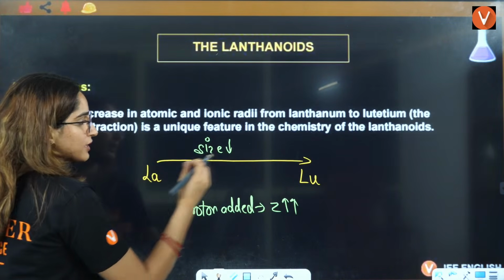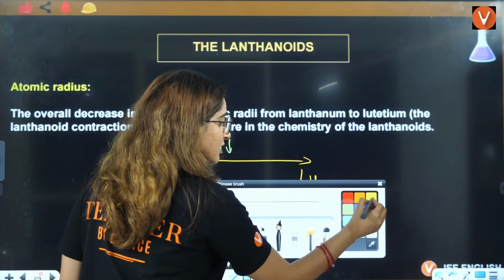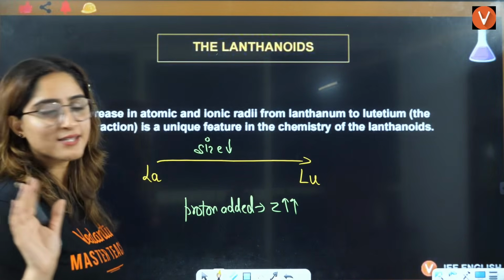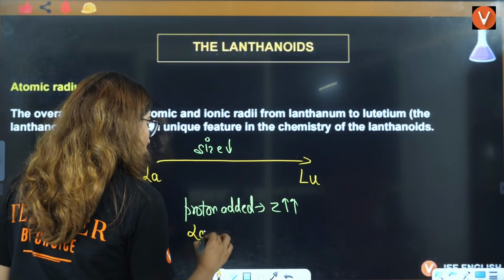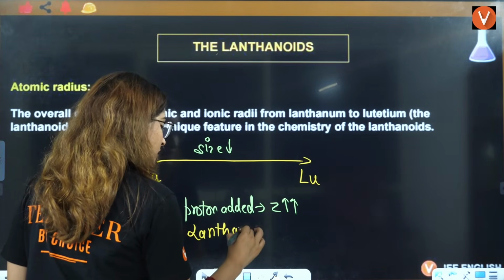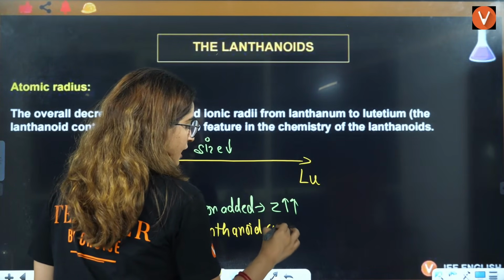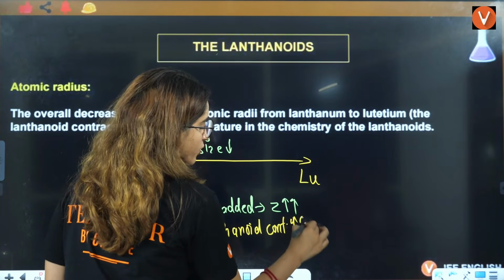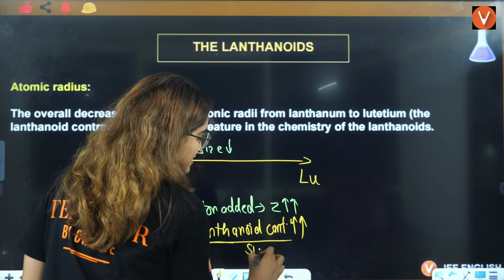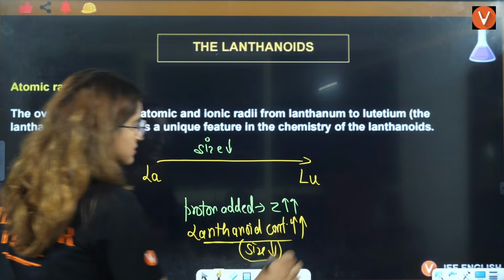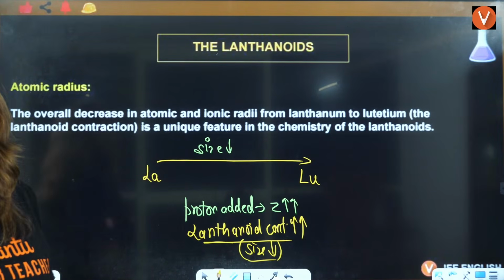On going from lanthanum to lutetium, Z, the number of protons, is increasing, but lanthanoid contraction is also increasing, right? Lanthanoid contraction is also increasing. That's why the size will decrease here. Size will decrease here, right?